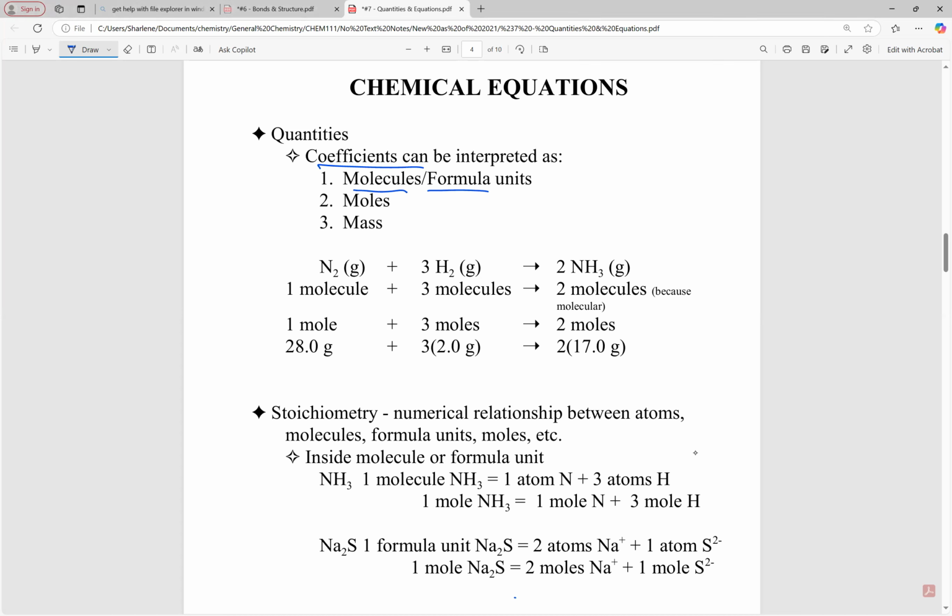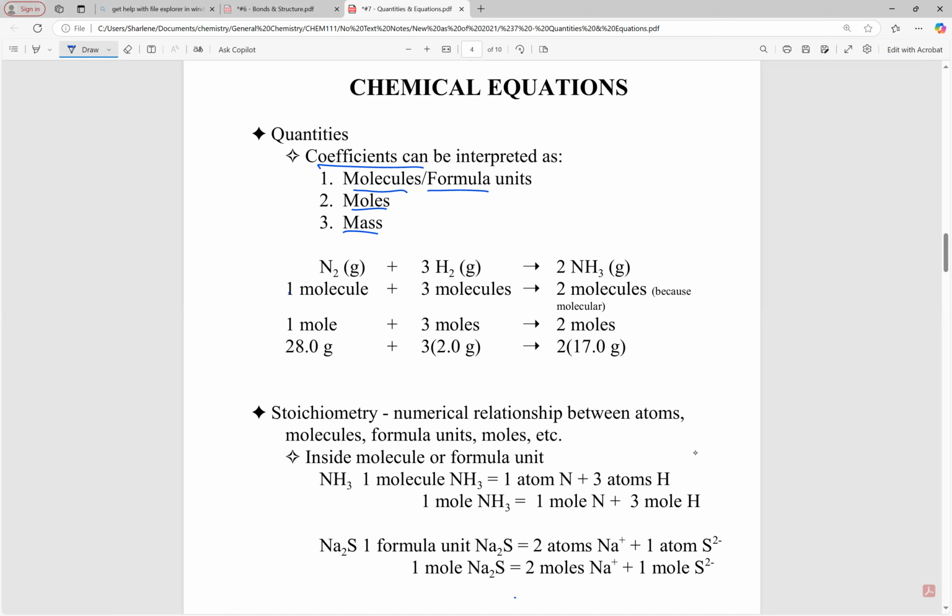or formula units. Remember, the only difference is one's a covalent bond, one's an ionic bond. They can be interpreted as moles, but they can also be interpreted as mass. So for instance, 1 mole of nitrogen gas is reacting with 3 moles of hydrogen gas to make 2 moles of ammonia gas, or 1 molecule, 3 molecules, 2 molecules. And the reason I said molecule is because it's a covalent bond.